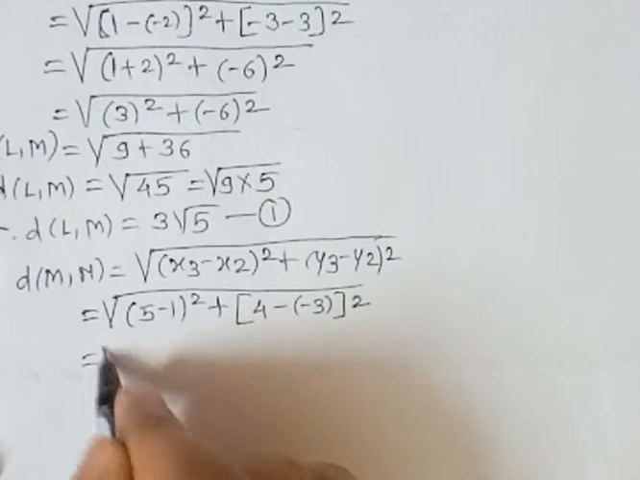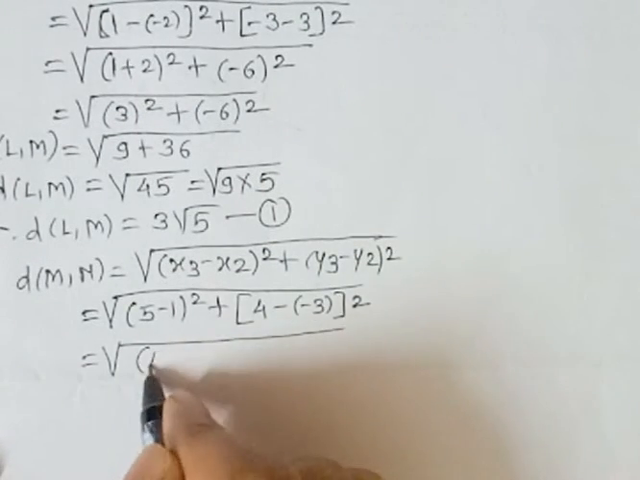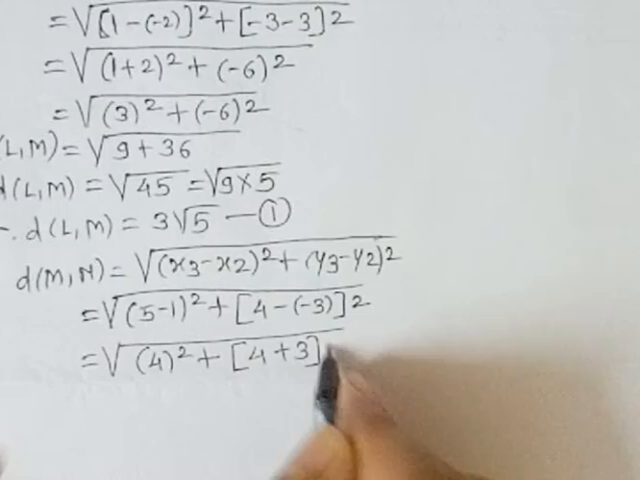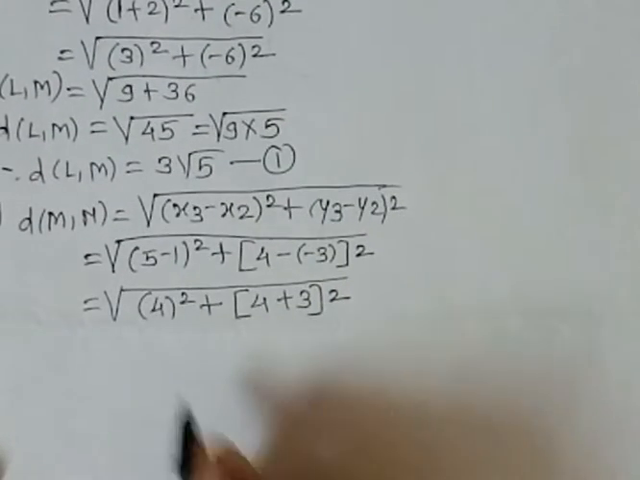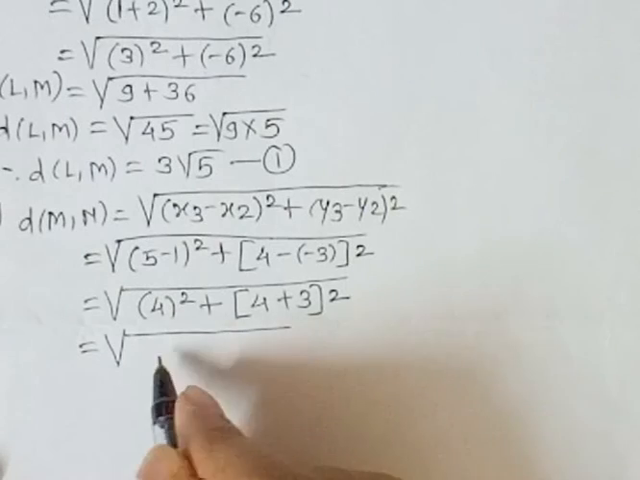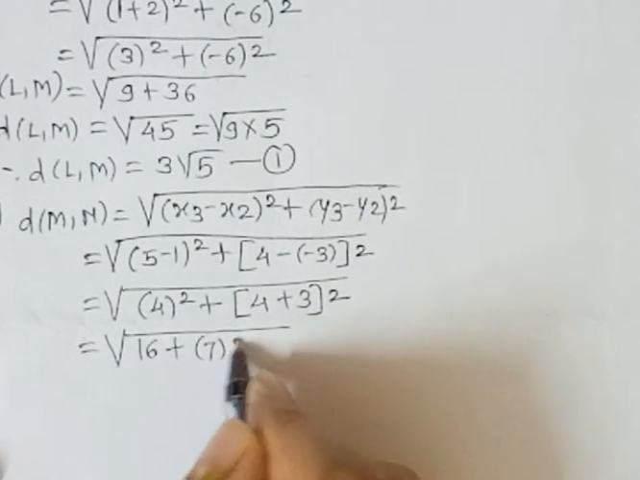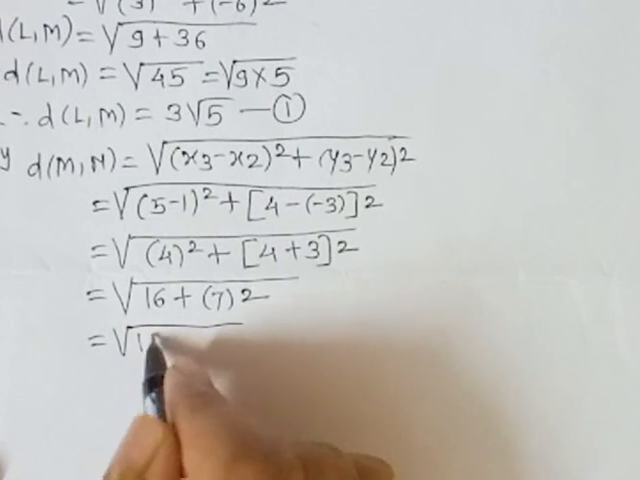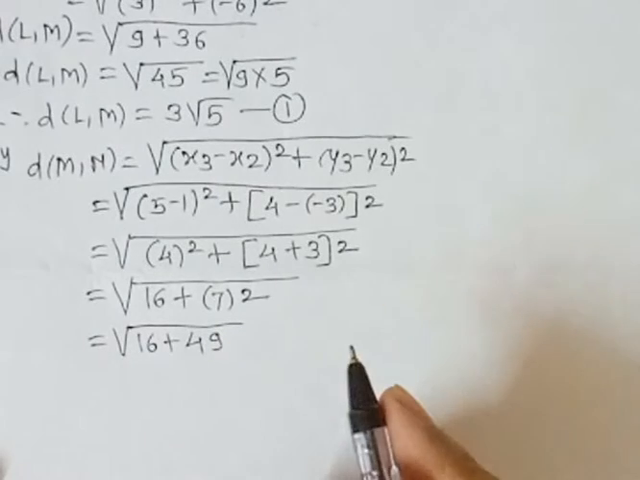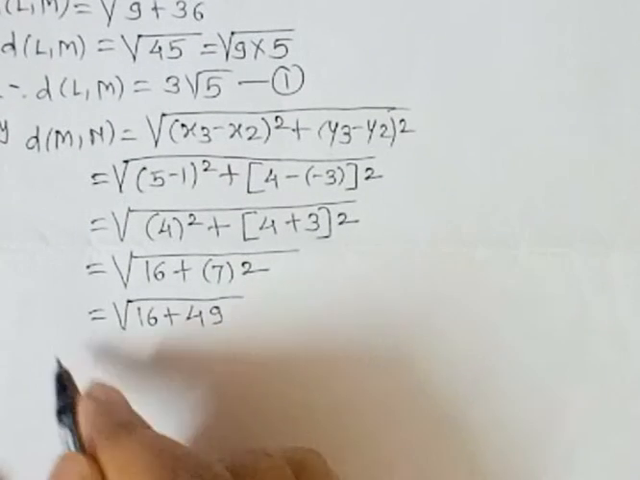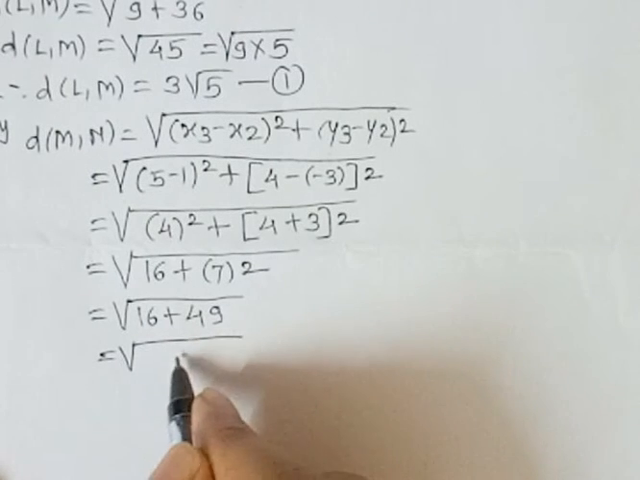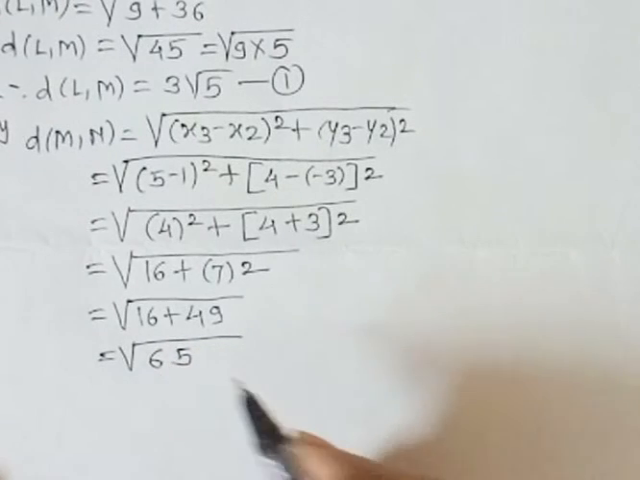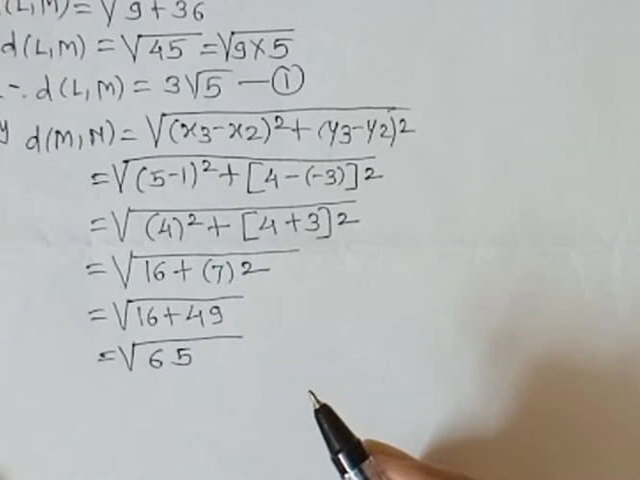Now 5 minus 1 is, tell me 5 minus 1, 4 squared, plus 4 plus 3, 7 squared. This is equal to 4 squared is 16 plus 7 squared is 49. This comes to be equal to under root 16 plus 49, and this is equal to 9 plus 6 is 15, 1 carry 4, plus 1 is 5, plus 1 is 6, under root 65.